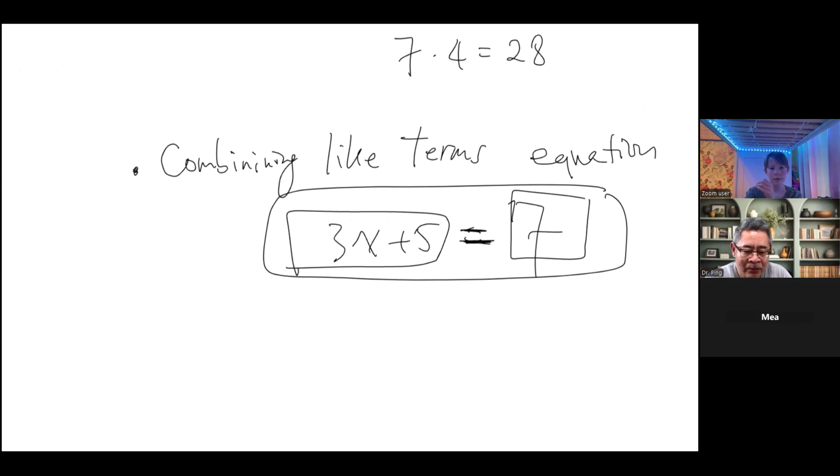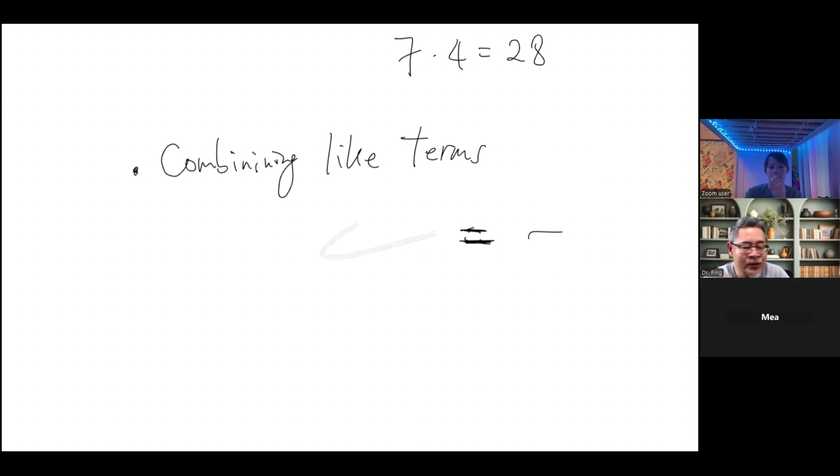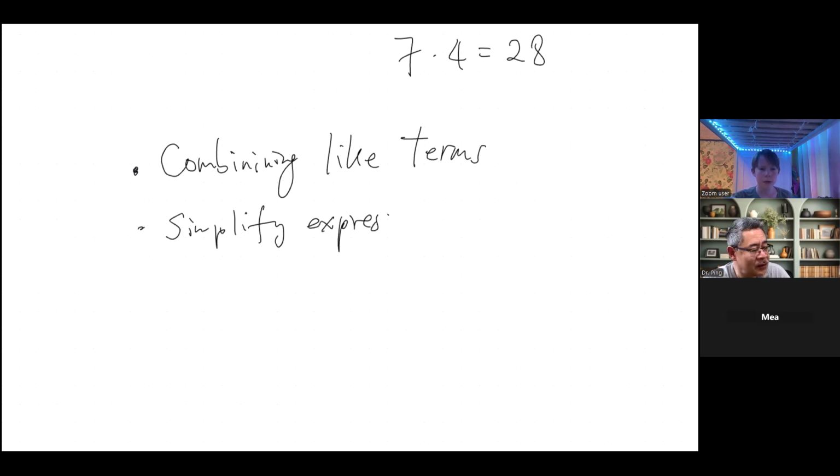And for expressions, we can combine terms, or we call it simplify expressions. So to simplify expressions, we want to combine them until the end, until we cannot do anything about it.